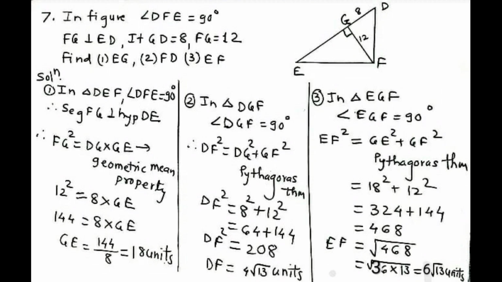Now to find EF, I will consider triangle EGF. In EGF, I know that GE is 18, GF is 12, and hypotenuse EF I have to find out. So I will use Pythagoras theorem. EF square is equal to GE square plus GF square, that is 18 square plus 12 square, 324 plus 144, that is equal to 468. So EF is equal to square root of 468, that is 6 root 13 units.